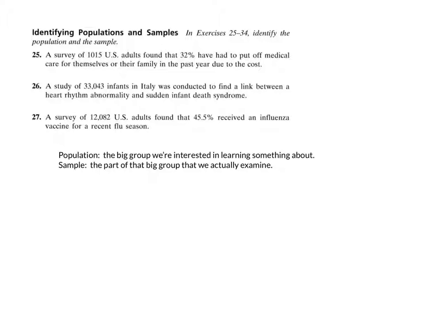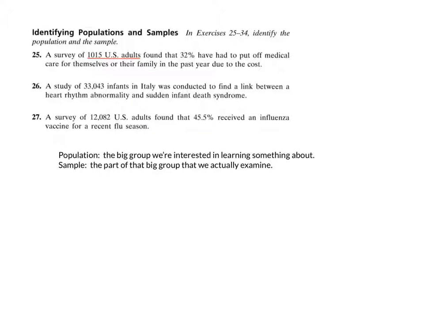So our sample in this case would be the 1,015 U.S. adults. Now let's think about that big group. If we examined just 1,015 U.S. adults, then what does that small group of 1,015 come from? What bigger entity does that group of people come from?